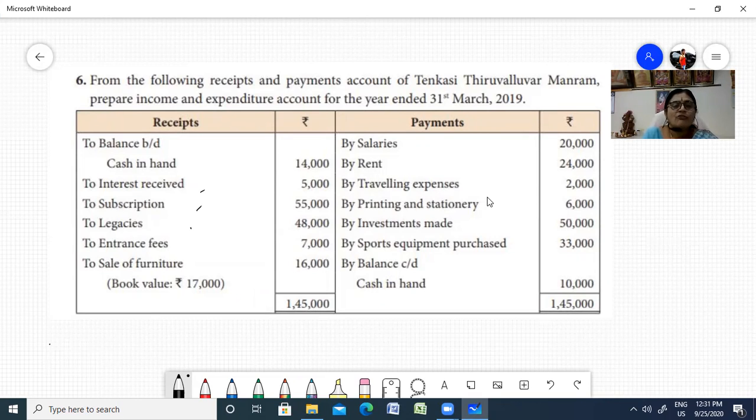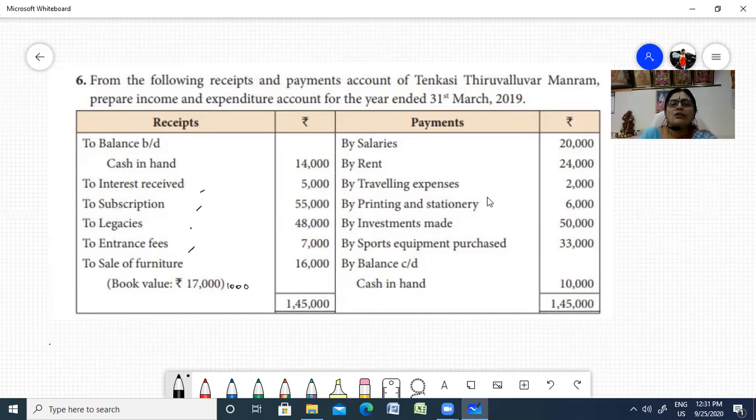Then you have entrance fee, of course you will be taking it. Sale of furniture you will not take, but the loss incurred on the sale you will take. It's a non-cash item, but you will be taking it. So that is a loss. It is sold for 16,000, book value is 17,000, the difference is 1,000 rupees. So definitely you have to record that, right?